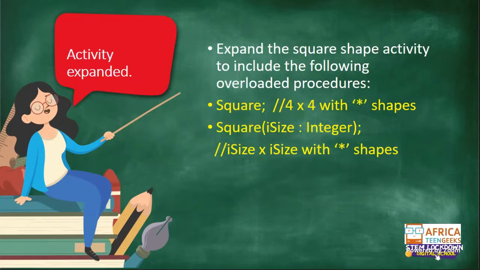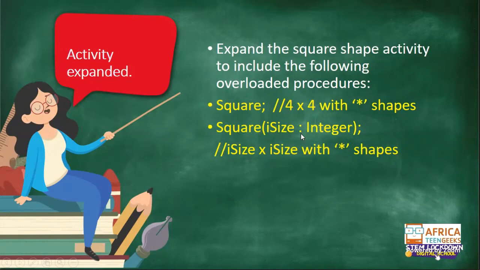So what they want us to do is expand the square shape activity to include the following overloaded procedures. So currently I've got square with an I size and a C symbol. They want us now to add in a square without parameters, and that is going to just default to 4x4 star shapes, and then the square with one parameter, size, which should default to the size that is given with star shapes. Okay, so those two will always print out star shapes. This one 4 and this one whatever the size is that you pass.